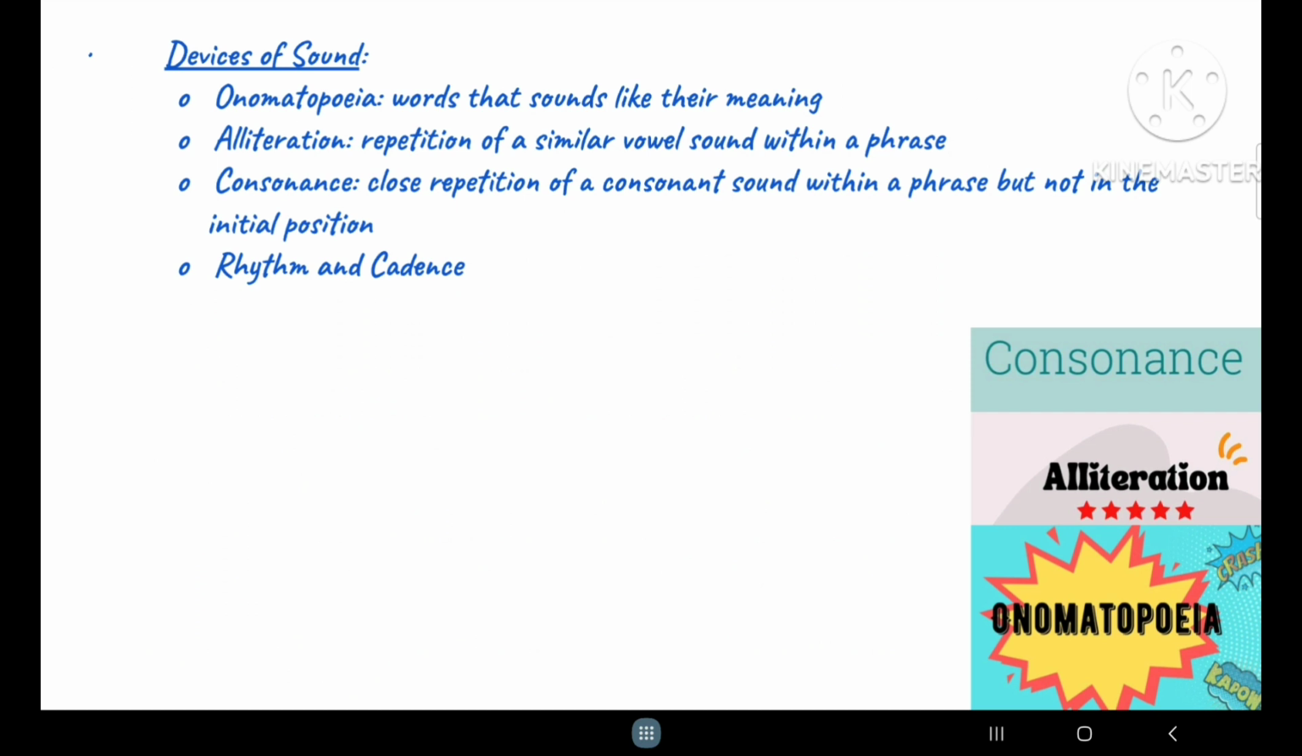Onomatopoeia is words that sound like their meaning. Alliteration. It is repetition of a similar sound within a phrase. Consonance. It is a close repetition of a consonant sound within a phrase but not in the initial position. And finally, rhythm and cadences are also devices of sound.